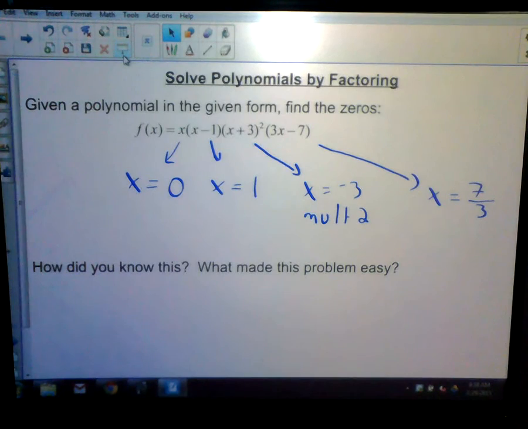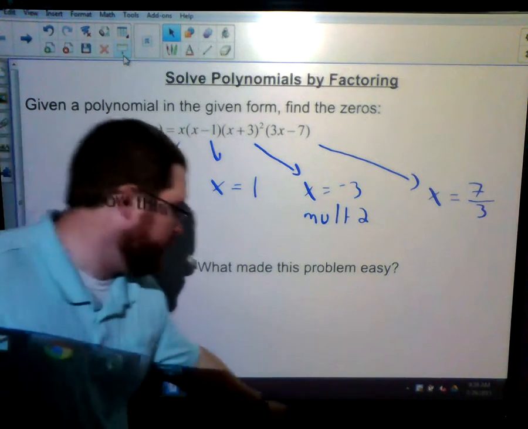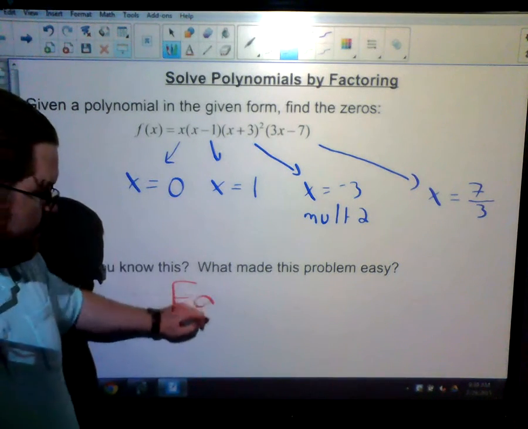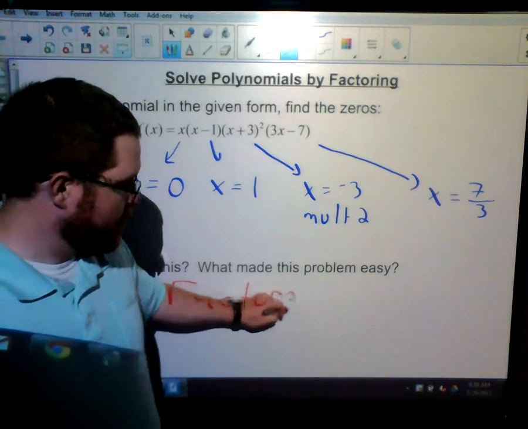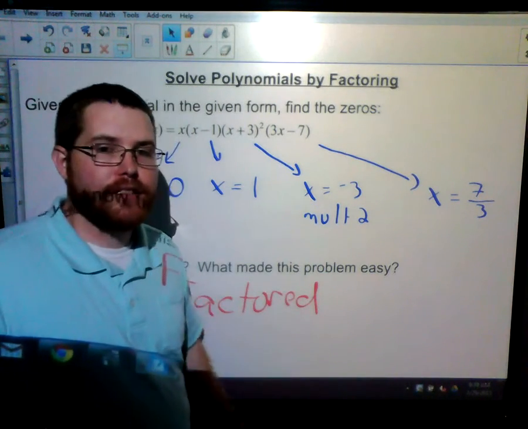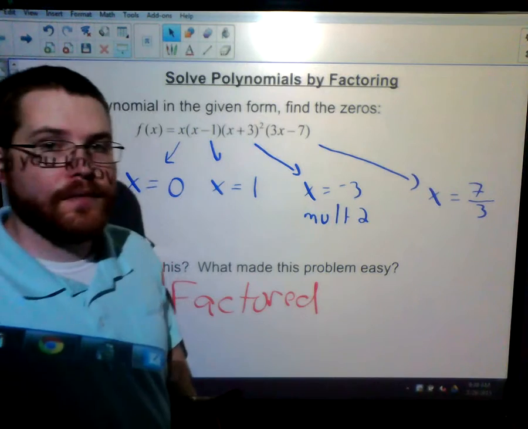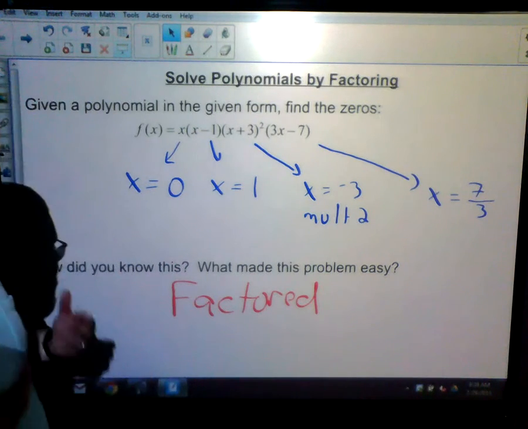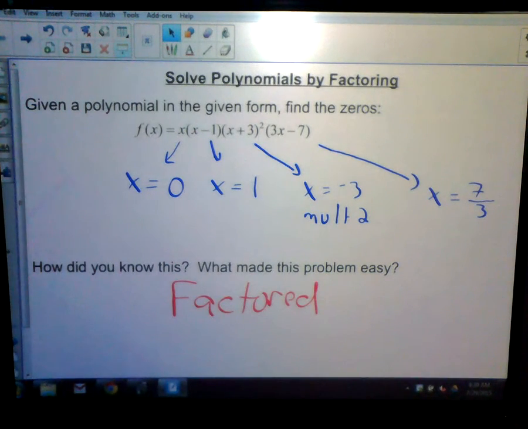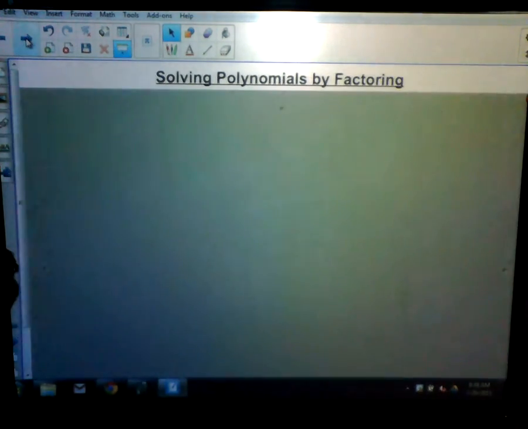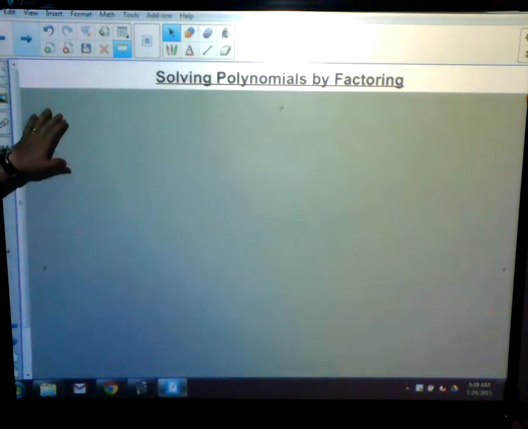Why was this easy? Well, it's easy because the problem was factored. So if we can factor these things with the way we learned last time, with the perfect cubes or the higher order quadratics or grouping, then this is a pretty easy answer. So we just need to be able to factor. So let's try one example of each of these problems, but first let's talk about it.